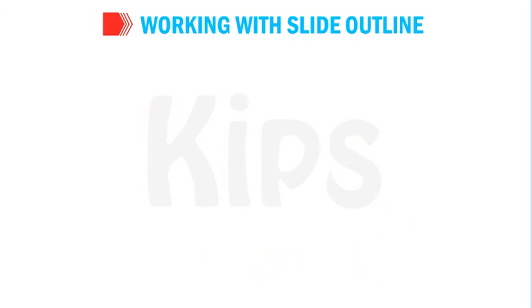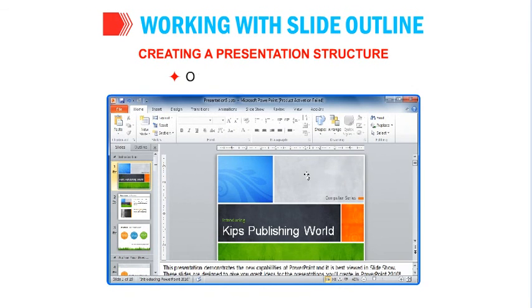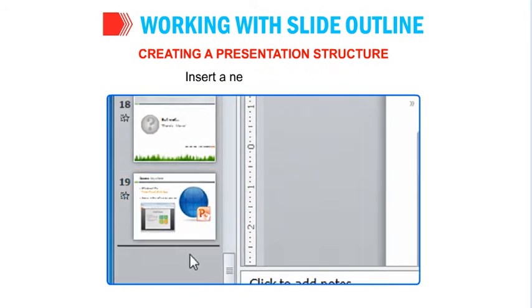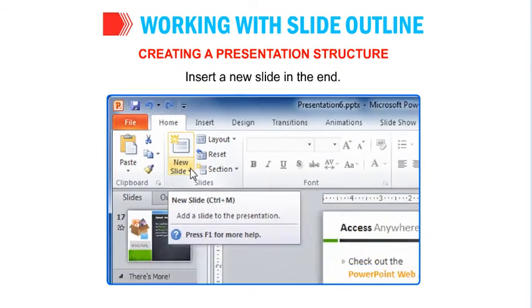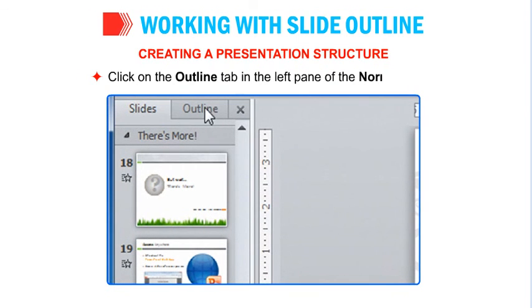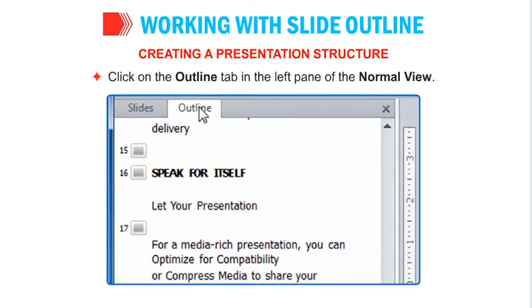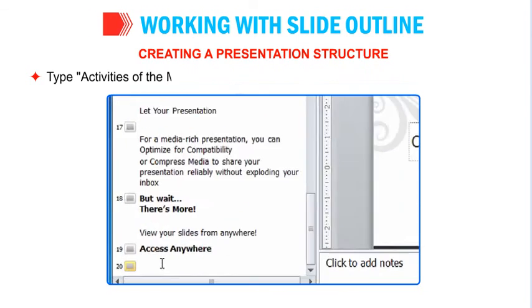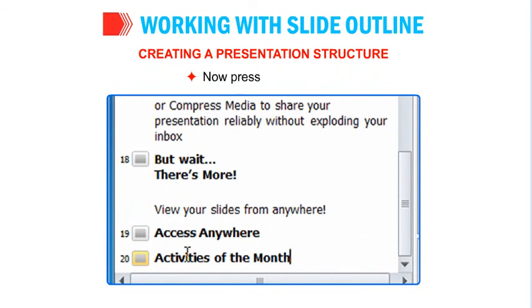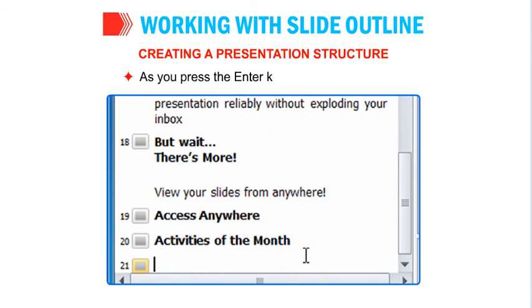Let's now learn how to create a presentation structure. Open any existing presentation. Insert a new slide at the end. Click on the Outline tab in the left pane in the normal view. Type Activities of the month on the new slide, that is the last slide in the Outline tab. Now press the Enter key. As you press the Enter key, a new slide appears.